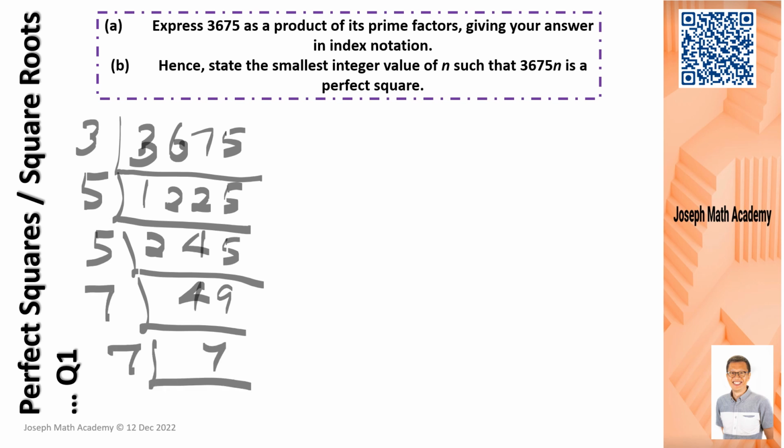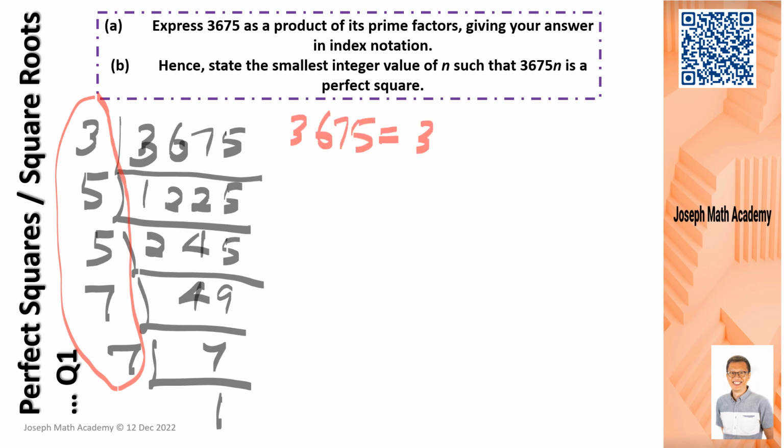We stop our repeated division when we arrive at a 1 in the quotient. The final quotient is a 1, so we can stop. The divisors on this side become the prime factors of 3,675. So if I write this as a product, it looks like this: 3 appearing once, 5 appearing twice, 7 appearing twice. Remember, it's as a product.